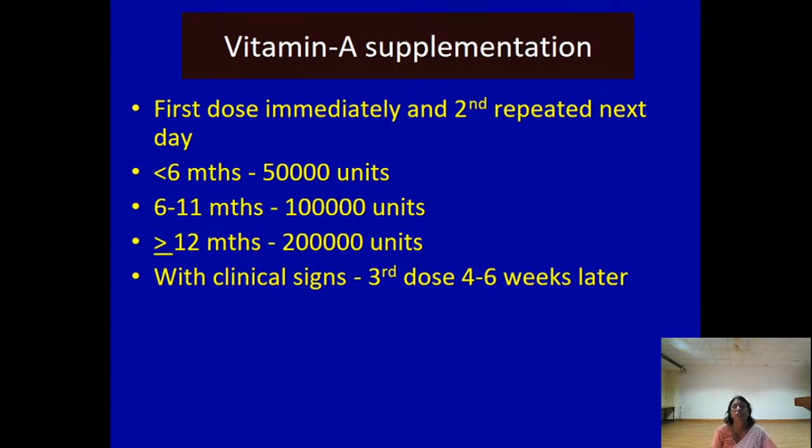How many doses you have to give? 2 doses. So the first dose you have to give immediately, and the second dose you have to repeat the very next day. Okay, don't ever forget, it's not weeks, just next day. So how much you have to give? If the child is less than 6 months, just 50,000 units. And if the child is up to 1 year, it is 1 lakh units. If the child is more than 1 year, then it is 2 lakhs. And with the clinical signs, you can also give third dose 4 to 6 weeks later.